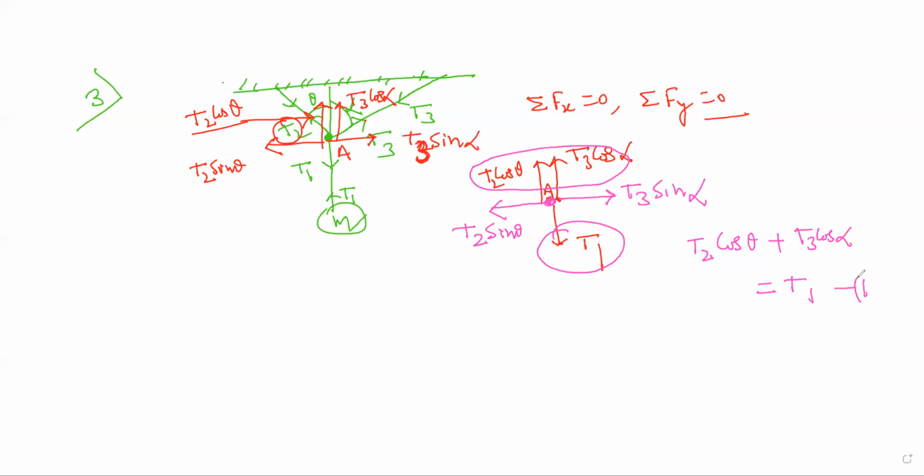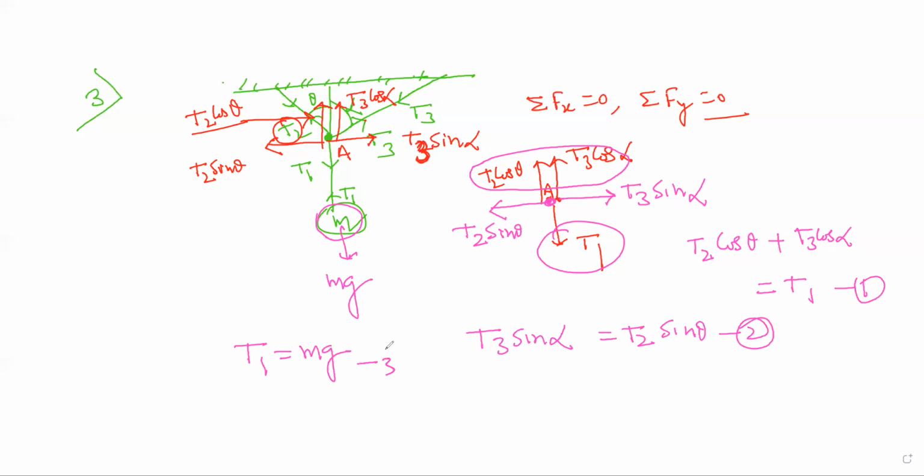Suppose I take it as equation 1. For the horizontal direction, T3 sin alpha is equal to T2 sin theta. This is equation number 2. Now, as far as the mass is concerned, weight is acting vertically downward, and it is quite clear that T1 is equal to mg. Through all these equations 1, 2 and 3, we can easily find whatever we were asked.